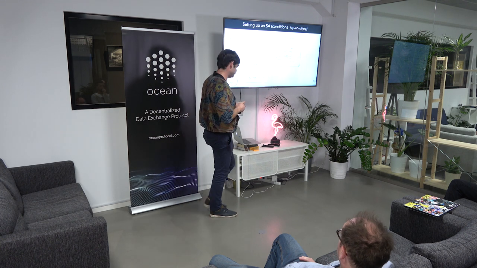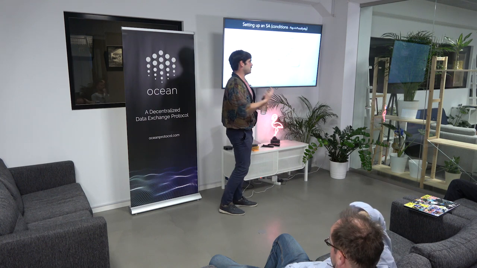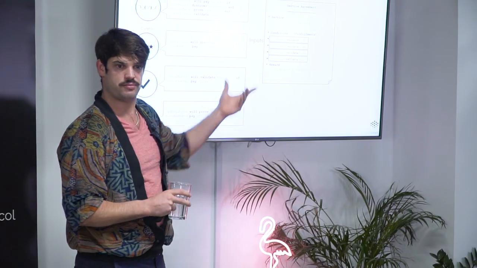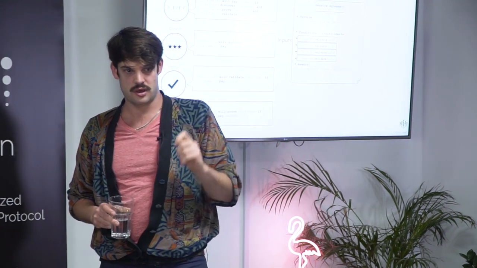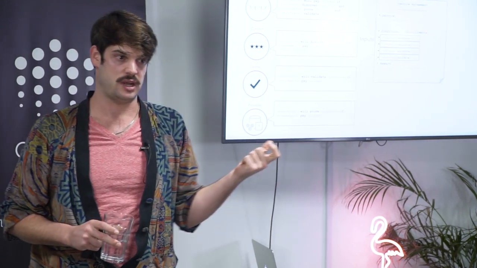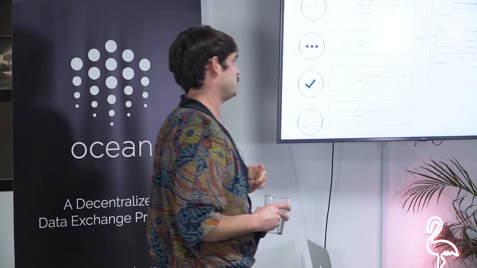Another condition could be, for example, setting a public key. I just post a public key and say that if somebody provides a signed message with this public key, he has proven that he has a private key, or she has a private key.